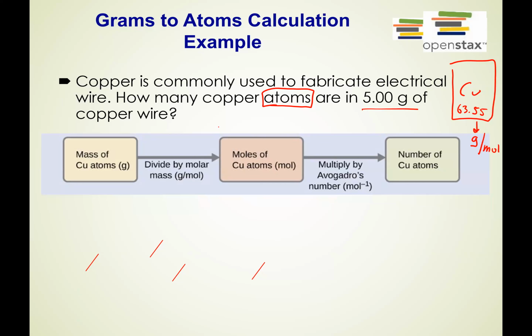And if you remember, 1 mole of anything is 6.022 times 10 to the 23rd of that thing. So 1 mole of copper is 6.022 times 10 to the 23rd atoms of copper. Whenever we see atoms, so this is super important, we have to use Avogadro's number. So we have to use Avogadro's number whenever we're using atoms, okay? That's going to be super, super, super important, okay?